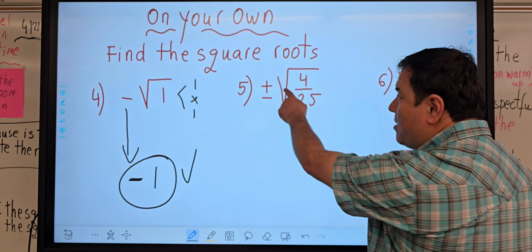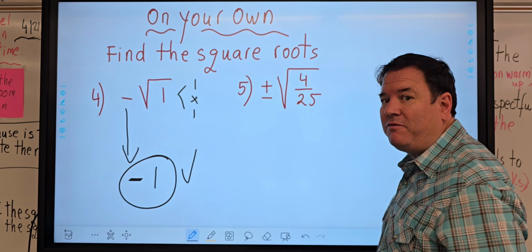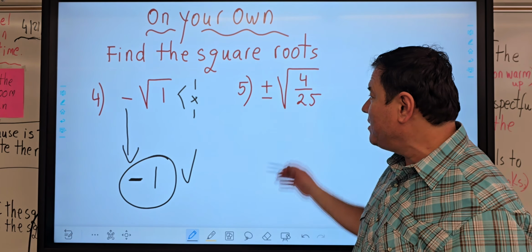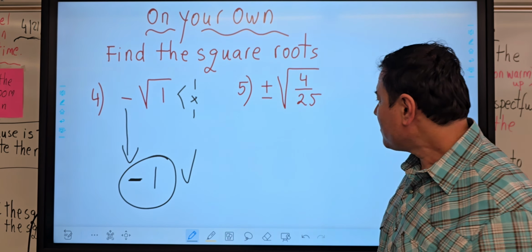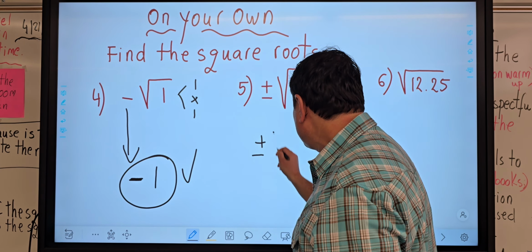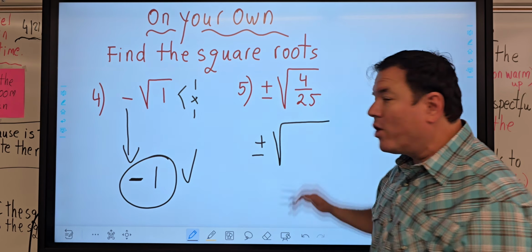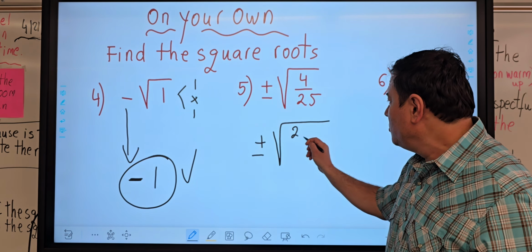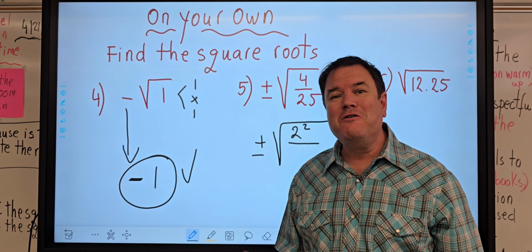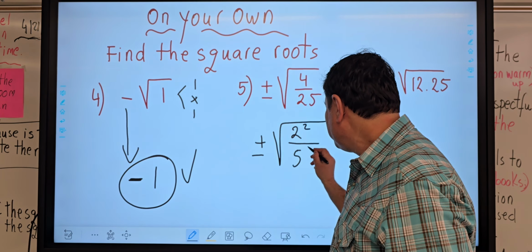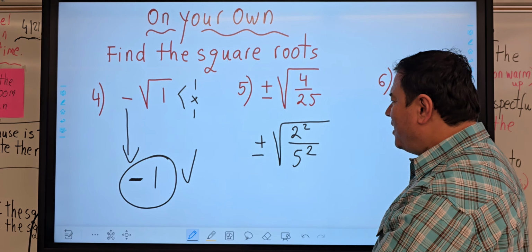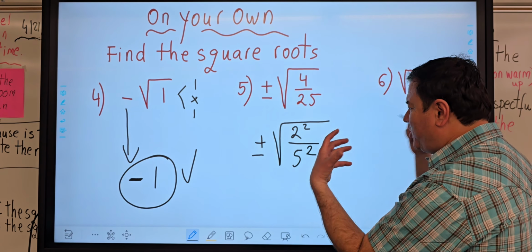Next one. Keep in mind here we have the positive and the negative. So we are going to have 2 answers. One of them is going to be the positive and the other one is going to be the negative. So keep that in the problem, positive, negative. Square root of 4 can be written as 2 squared over 25 can be written as 5 squared. Okay, so square root of 2 squared is just 2. Square root of 5 squared is just 5.